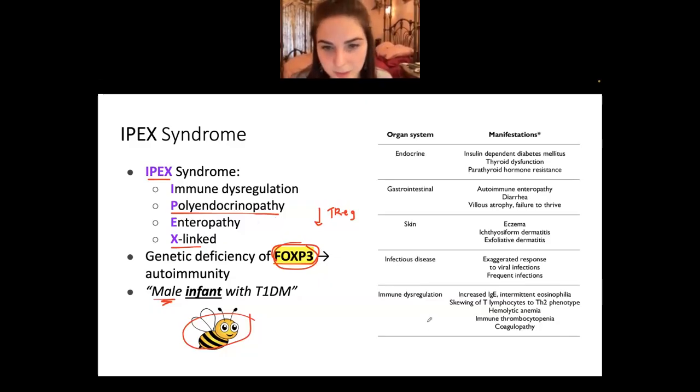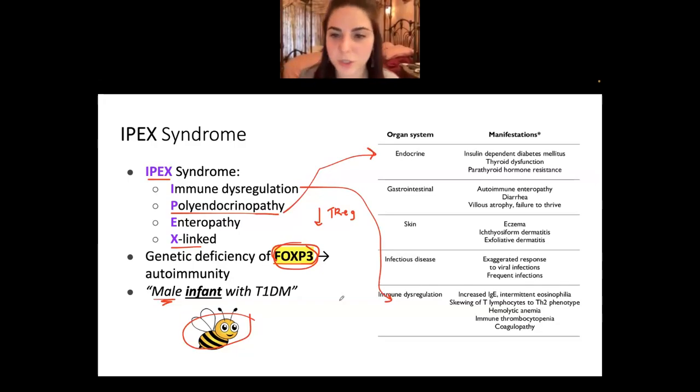And no, you don't have to memorize this. It's just an example of polyendocrine, many endocrine problems, but also immune dysregulation. So there are still going to be other issues too, asthma maybe, random immune disorders and stuff.